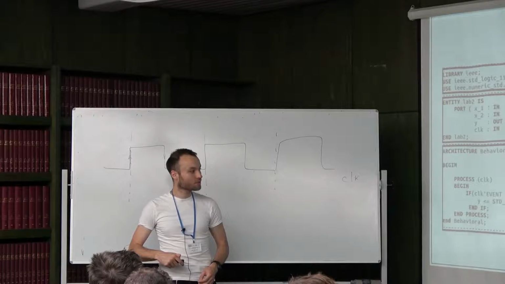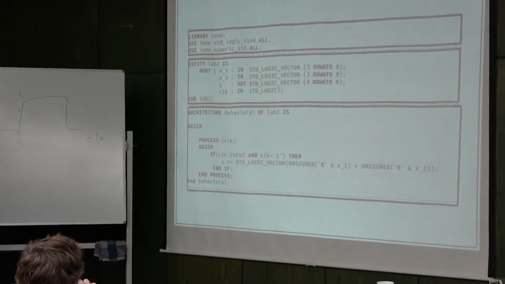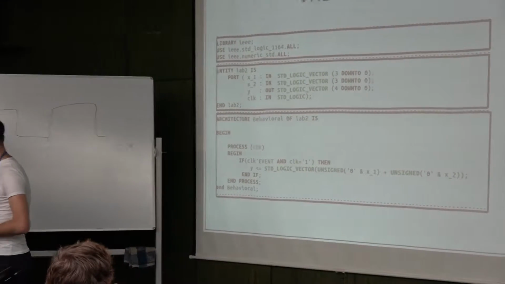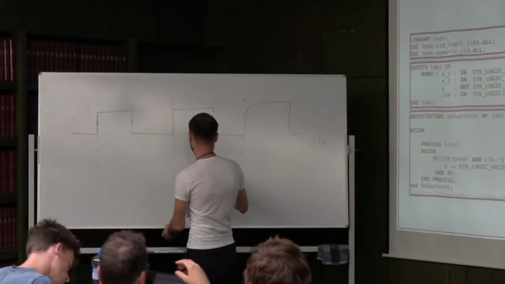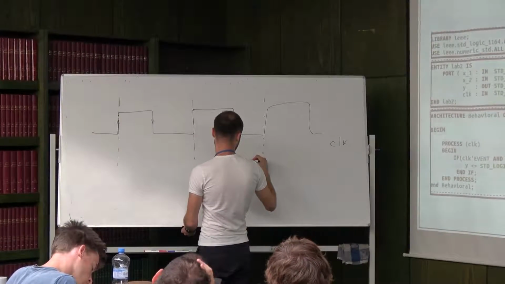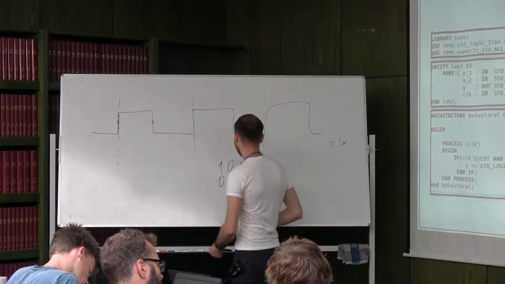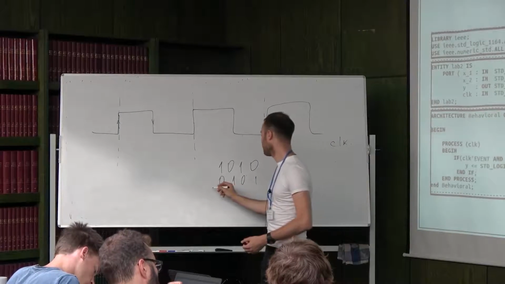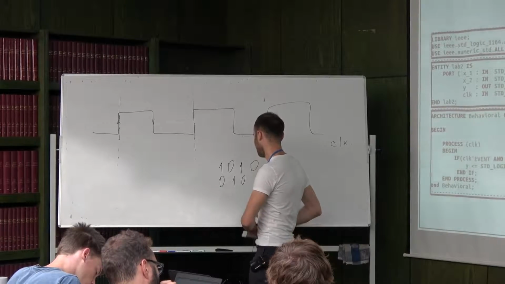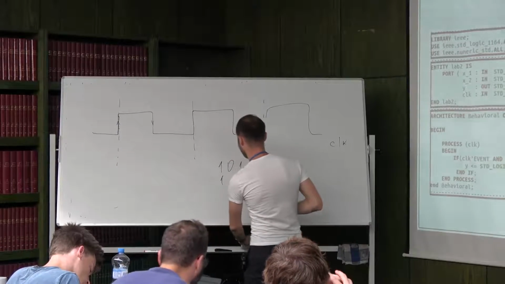So every rising edge, we take two inputs. In order to match the size of the input and output, we concatenate our inputs with an additional 0 in the beginning. Let's say we have two numbers, and we perform addition.